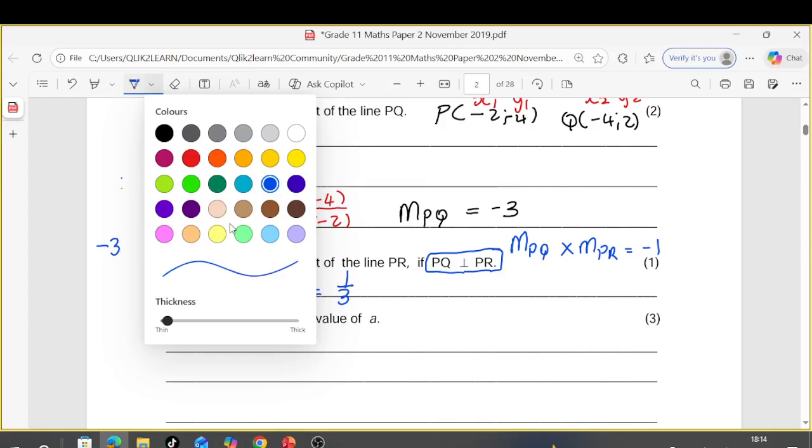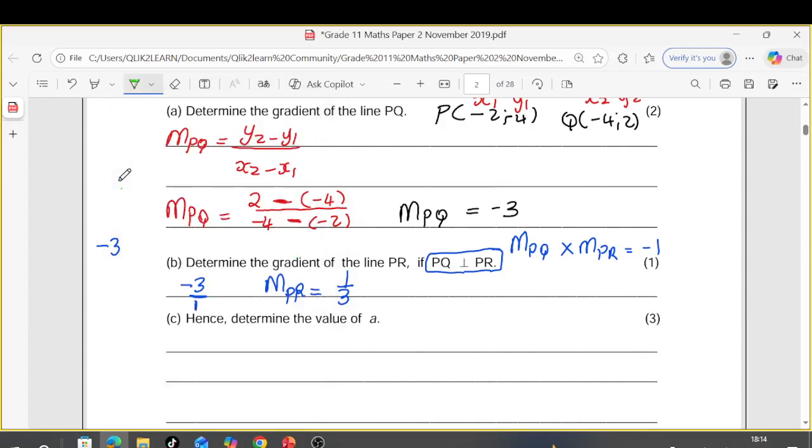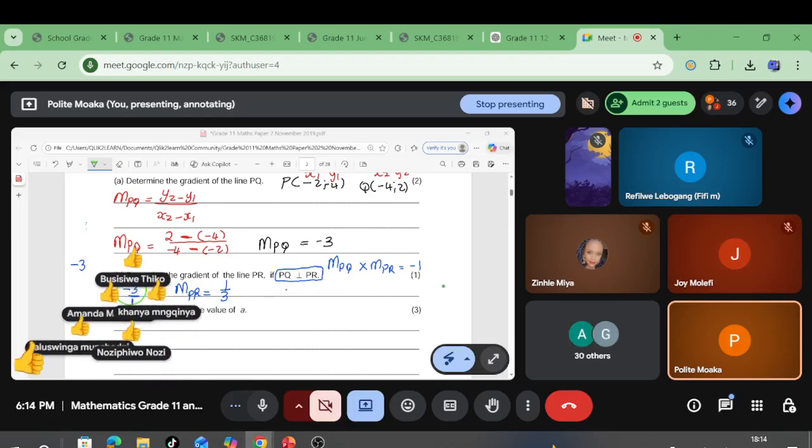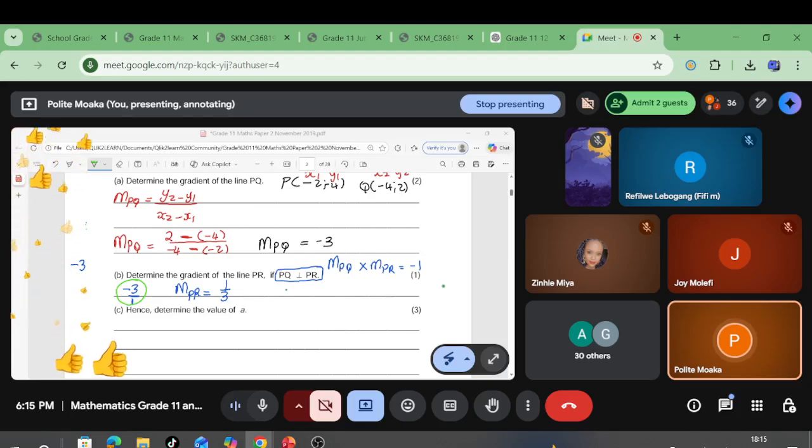So what I'm trying to say is that we don't have to spend 5 marks for 1 mark. This is how you should do it. You take the gradient of one equation, you find the reciprocal of that number. Remember minus 3 is minus 3 over 1. So the reciprocal of 3 over 1 is 1 over 3. Are you all happy with that? Okay, I see the reactions. Are you all happy?